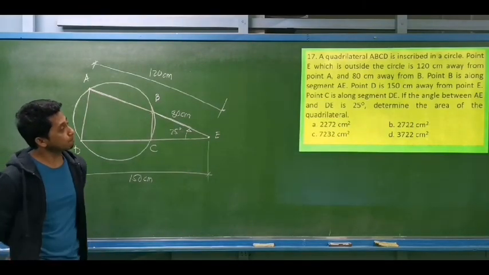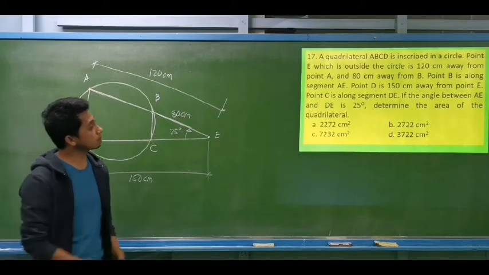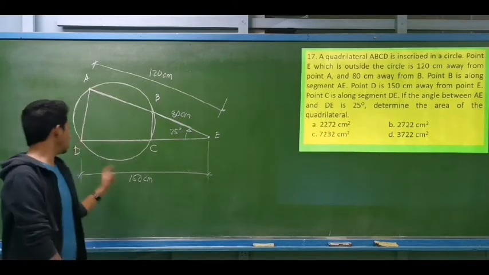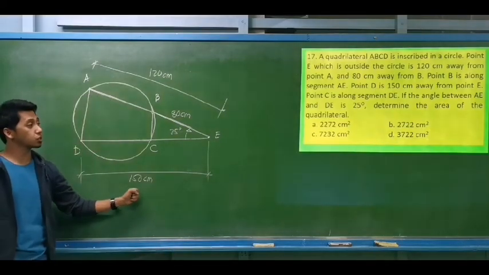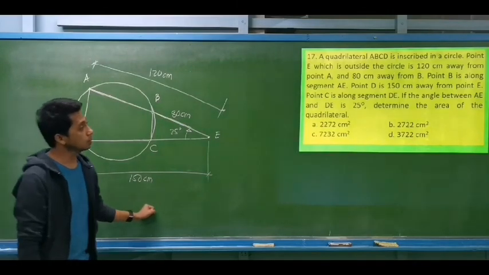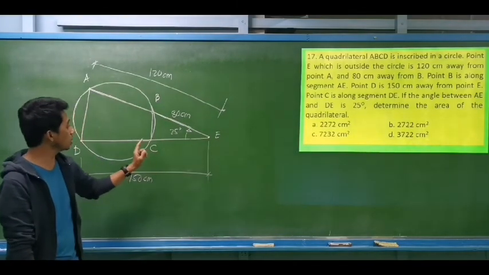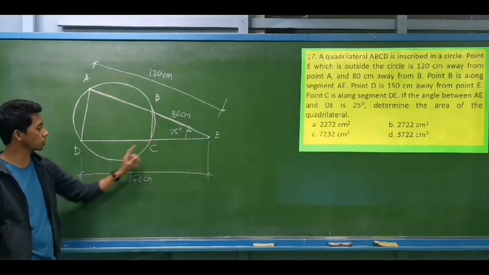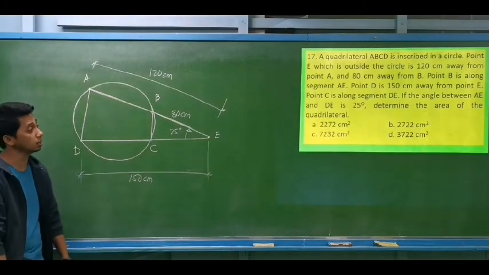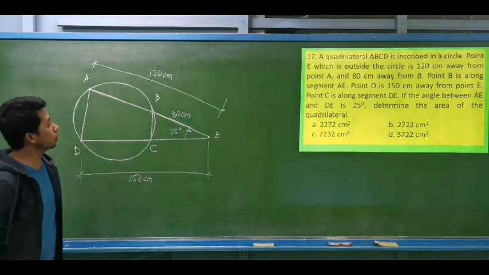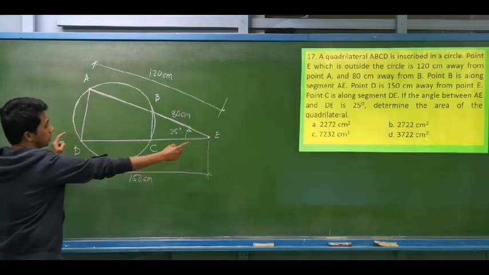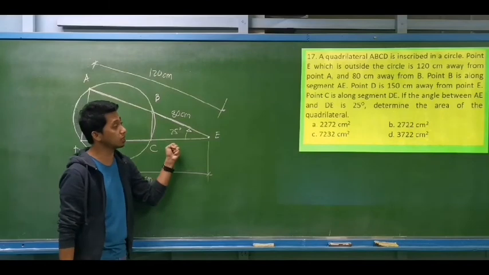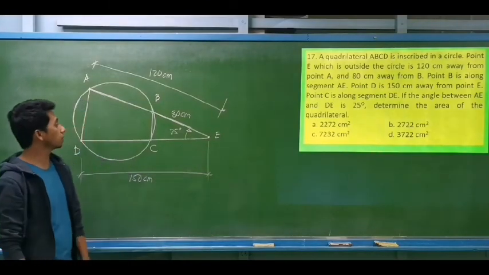Okay, the next point D is 150 centimeters away from point E. Point C is along the segment DE. So nandito lang din si point C sa segment DE. If the angle between AE and DE is equal to 25 degrees, determine the area of the quadrilateral.